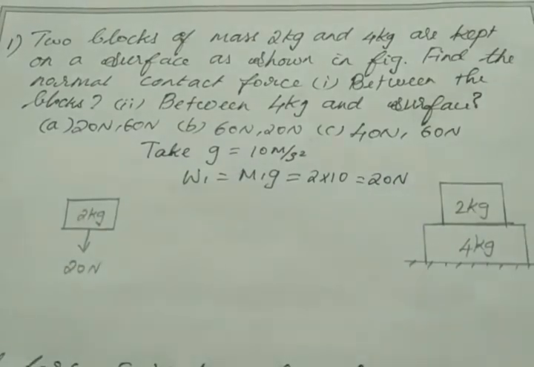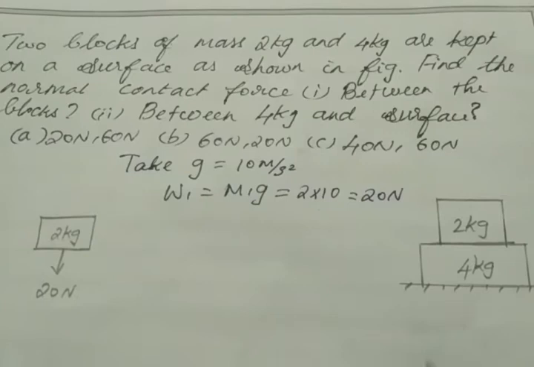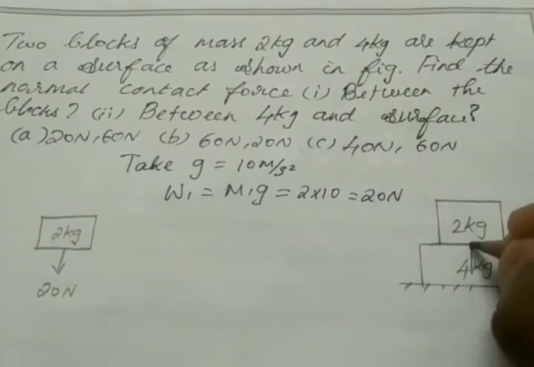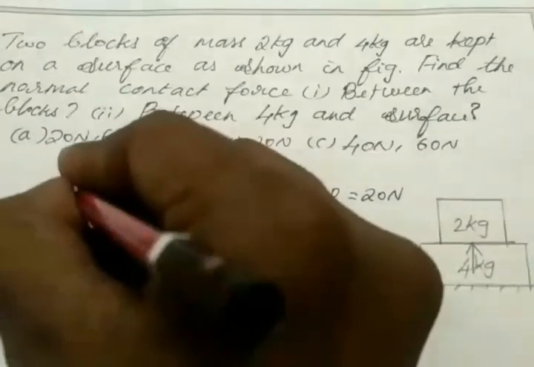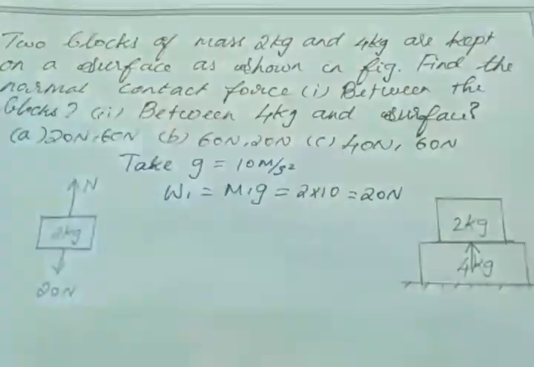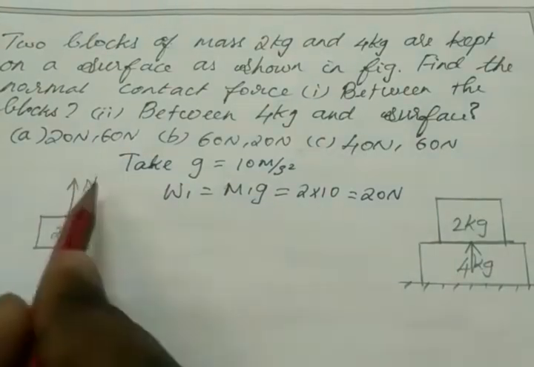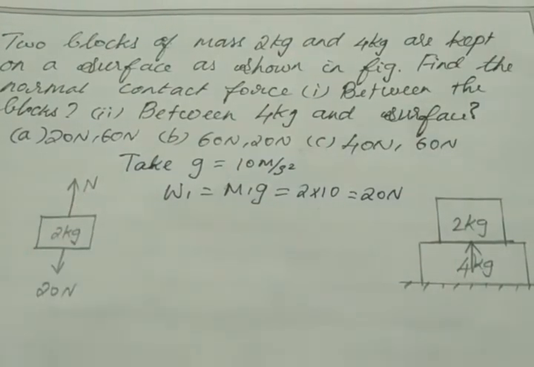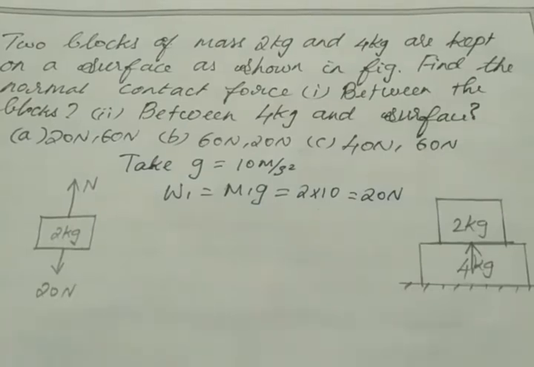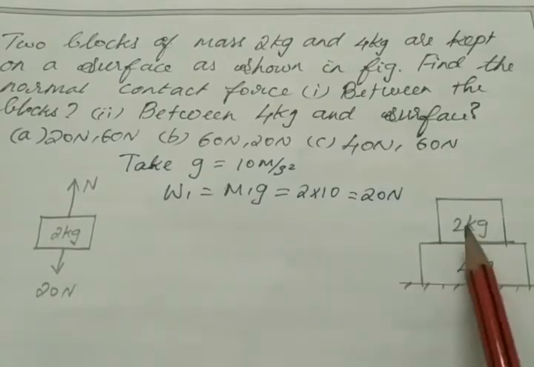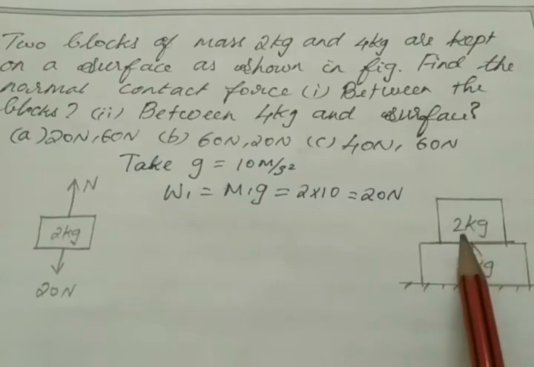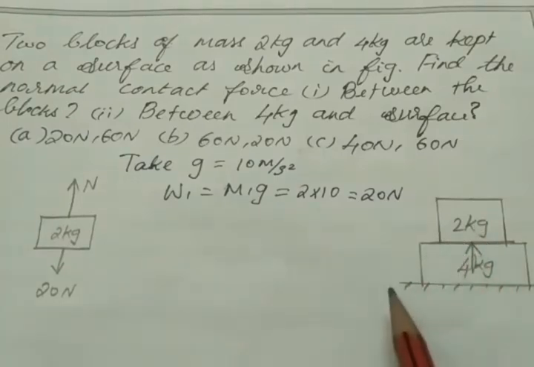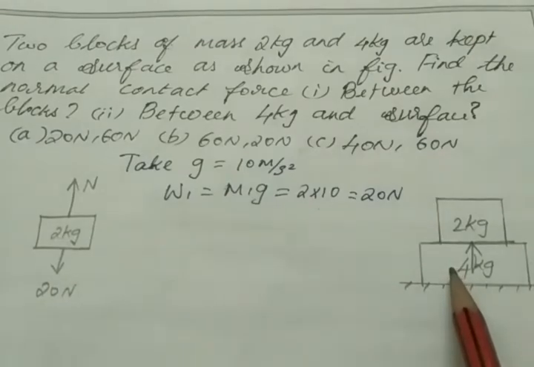acting downwards. Now this mass 2 provides some normal force upwards to mass 1, right? So we have to find that normal force. So how to find this normal force? If you watch this, these two objects are at rest, right? No force is acting on these two objects to make a displacement. So these two objects are at rest.